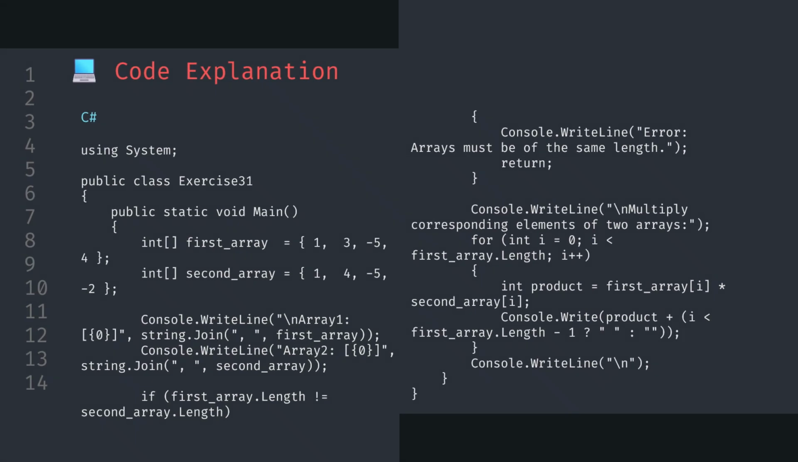The code prints both arrays using string join, validates that their lengths match, and then iterates with a for loop. We print each product separated by a space and finish with a new line for tidy output. The length check prevents runtime index errors and provides a user-friendly error message if arrays differ.